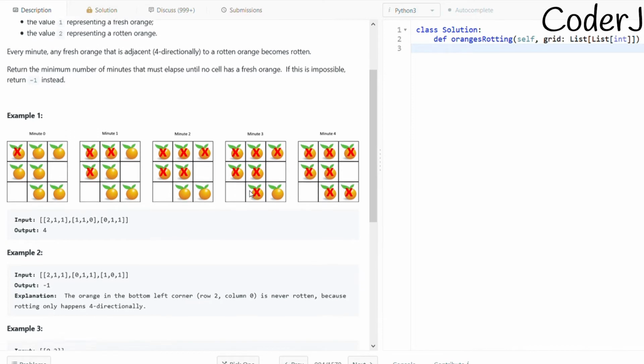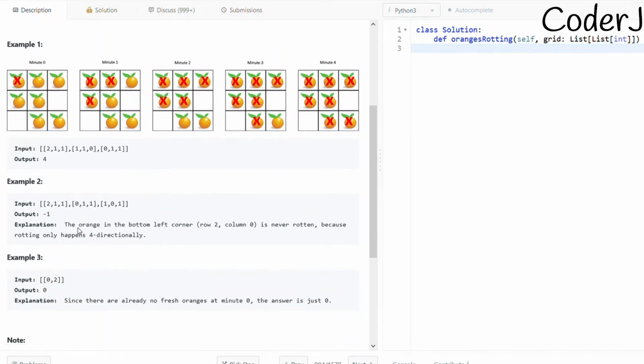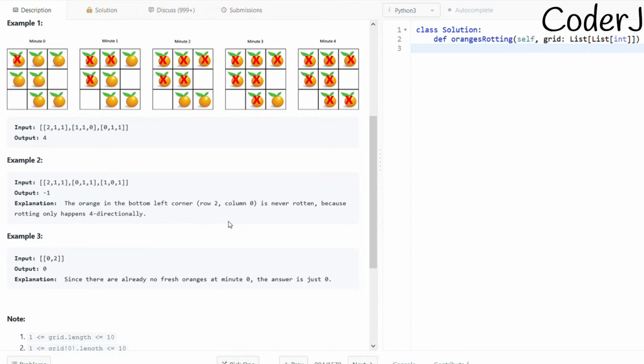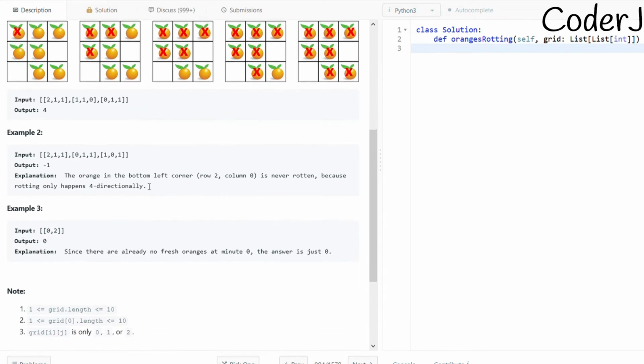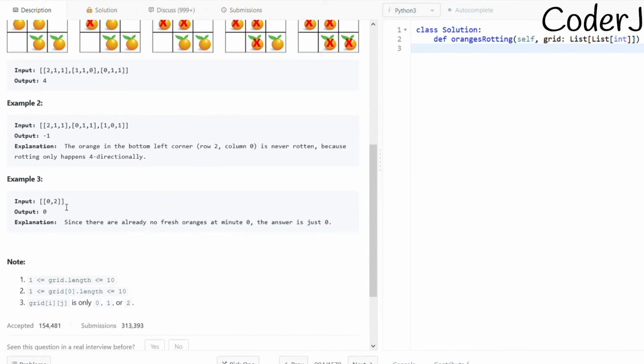Here we have another example, example 2. In this example there is an orange in the bottom left corner that is never rotten, because rotting only happens in four directions. If you try to picture it, it is in an isolated position where none of the rotten oranges can reach. And in example 3, [0,2], we don't have any 1, which means there is no fresh orange. If there is no fresh orange, it means we have already converted all the oranges into a rotten state, so the answer is just 0.